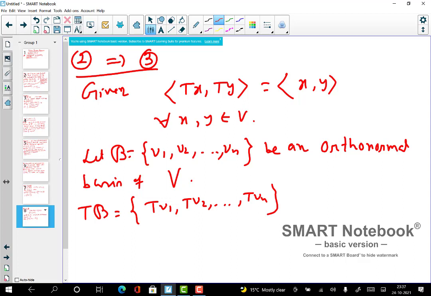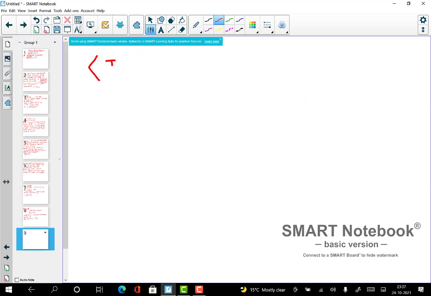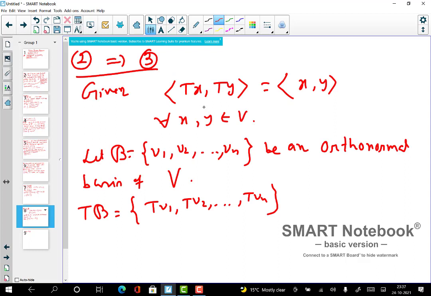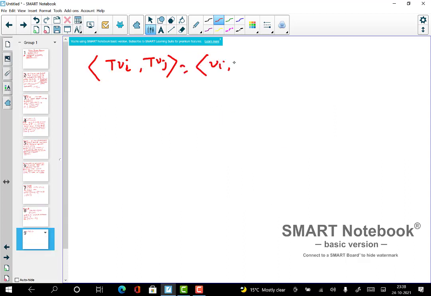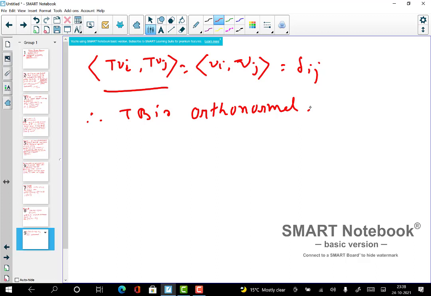So how do you prove that this is also orthonormal? Two things: first I need to show it's orthogonal, and then that the norms are one. But it is enough to show that the inner product is the delta, right? What is the inner product if you choose T Vi and T Vj? From the given condition, this will be the inner product of Vi, Vj, because we are given that T preserves the inner product. But this is delta ij, so it is zero if i is not equal to j, and it is one if i equals j. This implies that T of beta is orthonormal. A simple proof that tells you things easily.